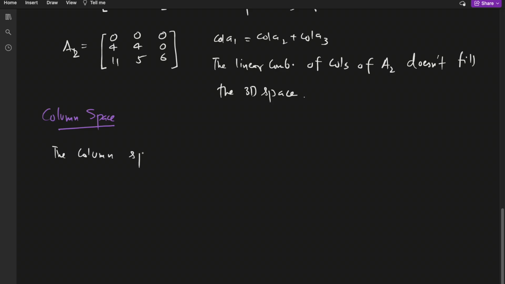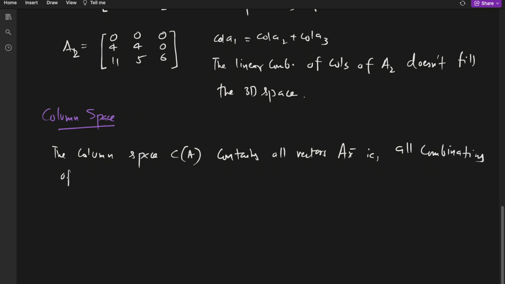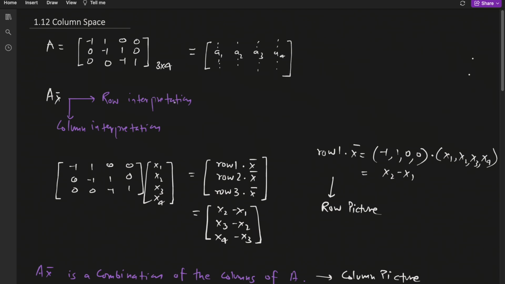The column space, written as C of A, contains all vectors A times X. That is, all combinations of columns. That's why I began this lecture from this row interpretation and column interpretation.